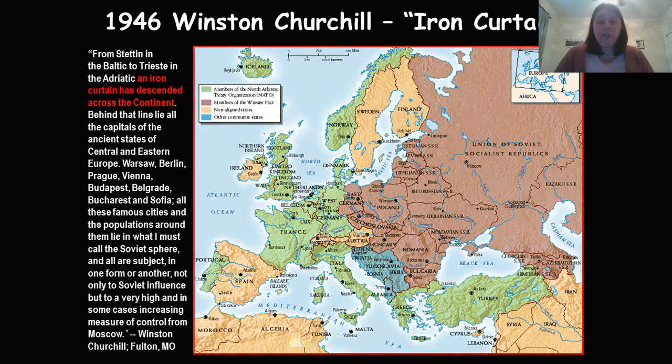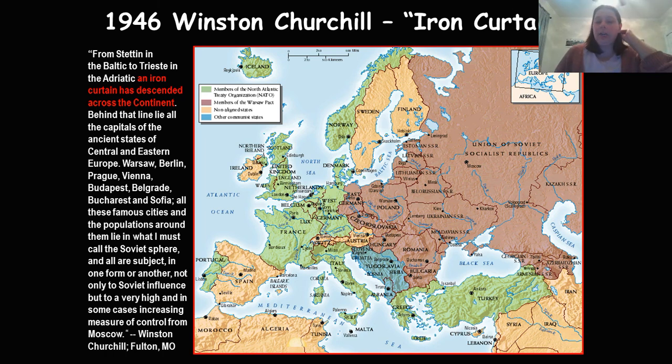By 1946, it's become pretty apparent to anybody who's paying attention that Europe very much is divided into two halves. The person who gives a name to this trend is Winston Churchill. Churchill is the former Prime Minister of Great Britain, and he is doing what a lot of former politicians do. He's going on a speaking tour around the world.